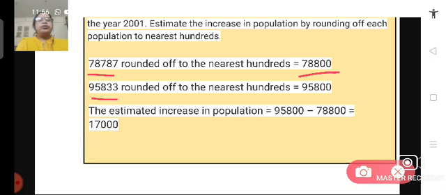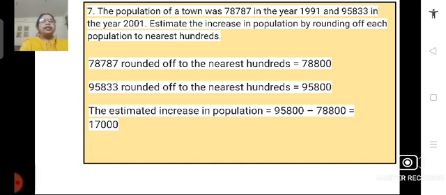And 95,833 rounded off to the nearest hundreds will be 95,800. Now the estimated increase in population will be 95,800 minus 78,800. So what is the estimated increase in the population? It is 17,000. So the estimated increase in population from the year 1991 to 2001 is 17,000.